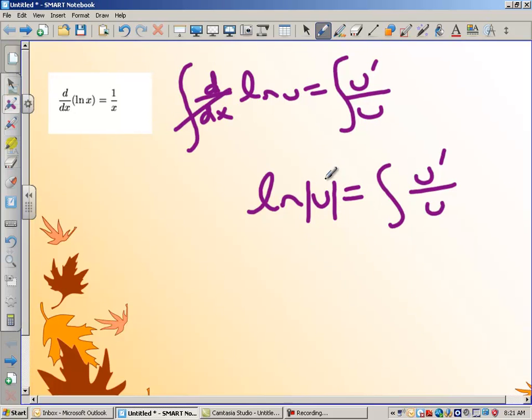The reason that we put the absolute value on that is because natural logs cannot deal with negative numbers or zero. In other words, the domain for natural log is x has to be greater than 0. Or u has to be greater than 0 here in this instance.